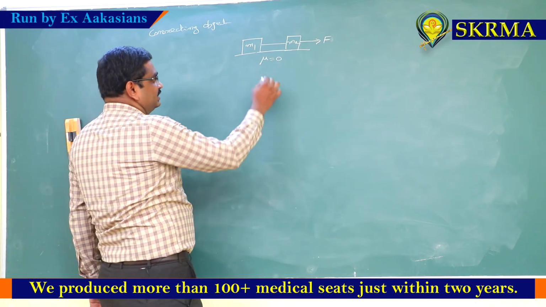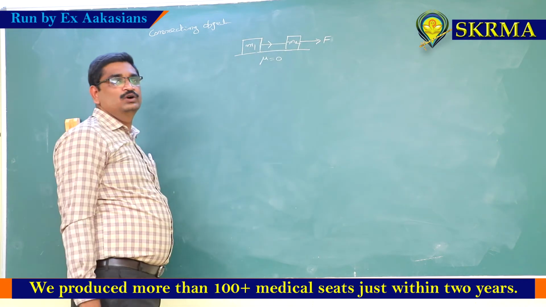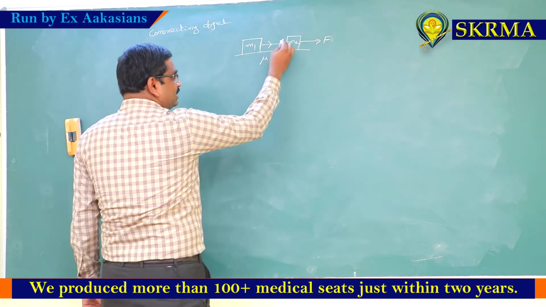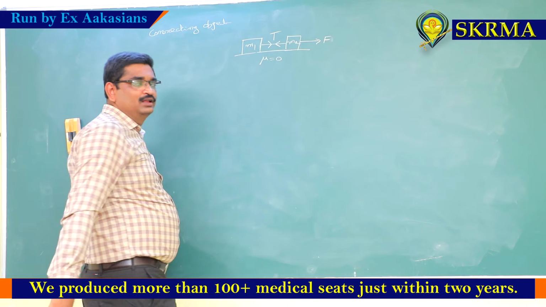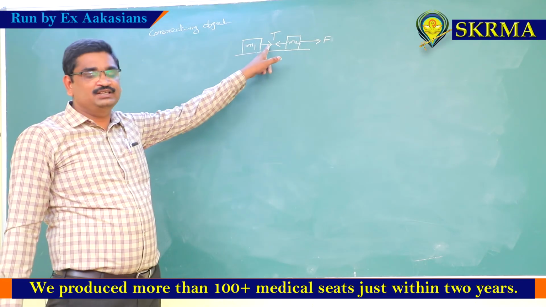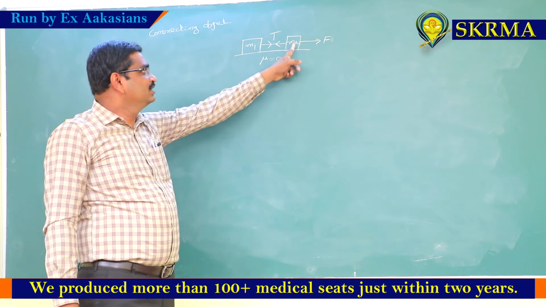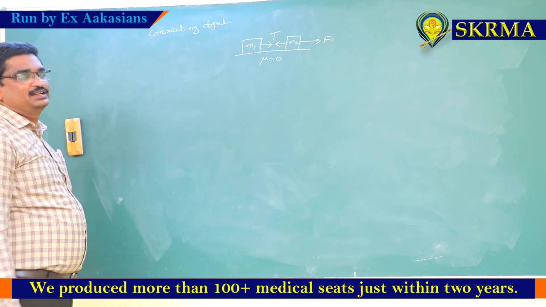In this case, for this block, the tension in the string is directed towards right. For this block, the tension is exactly opposite, that is towards left. So let T be the tension in the string. For this block m1, tension is directed towards right, for m2 towards left. Draw the free body diagram and solve for tension.